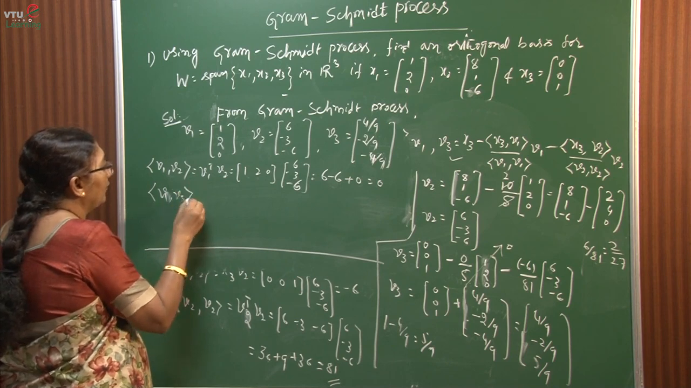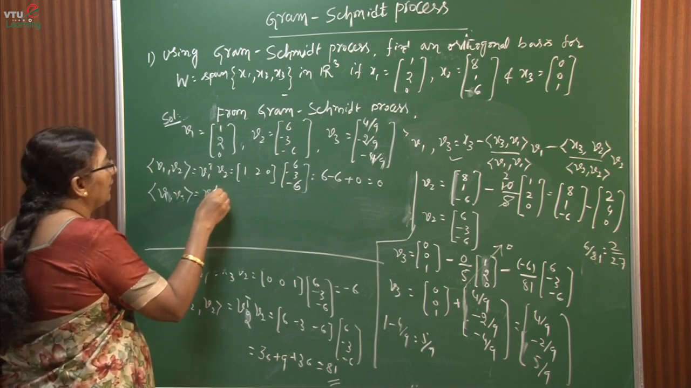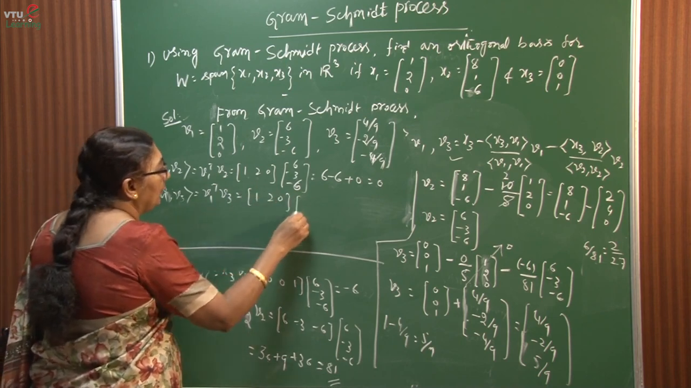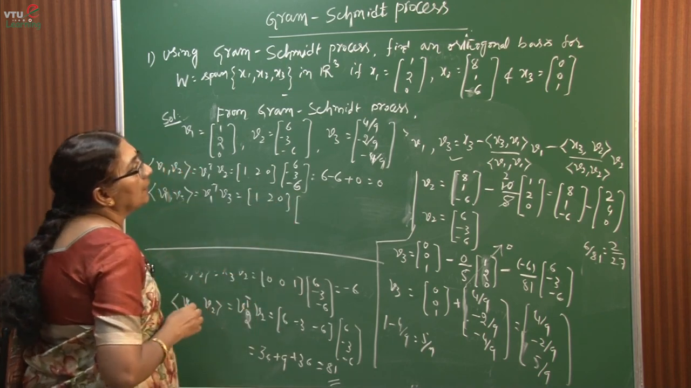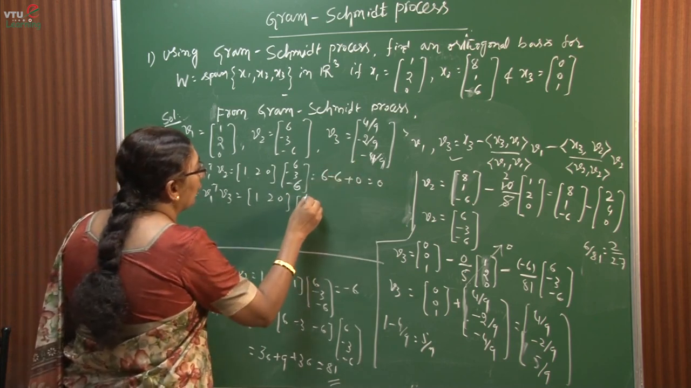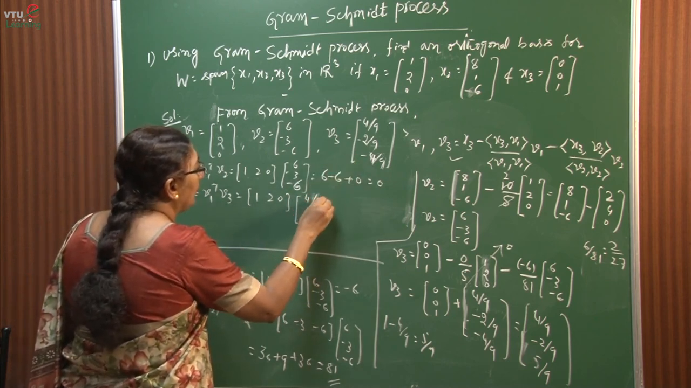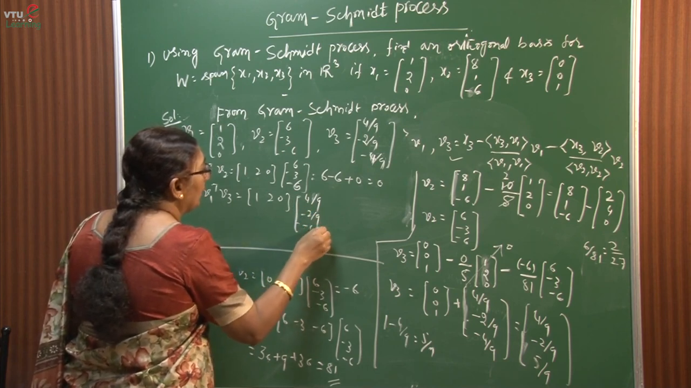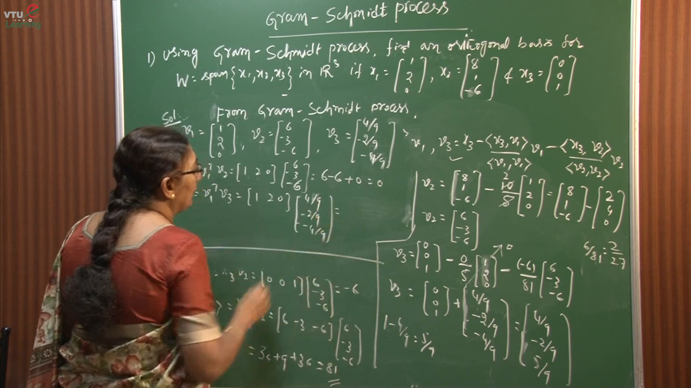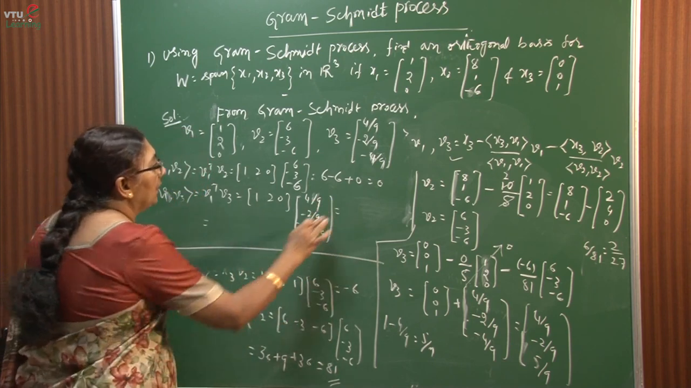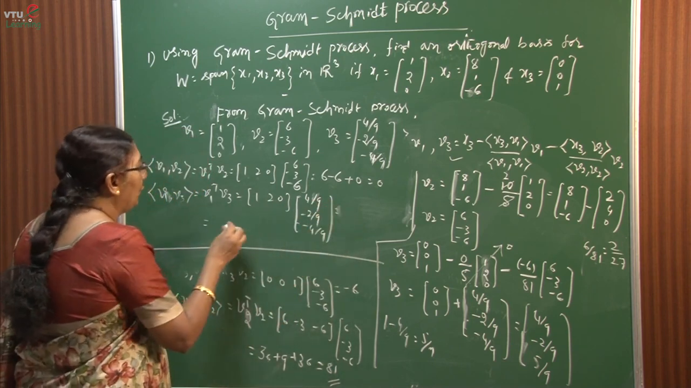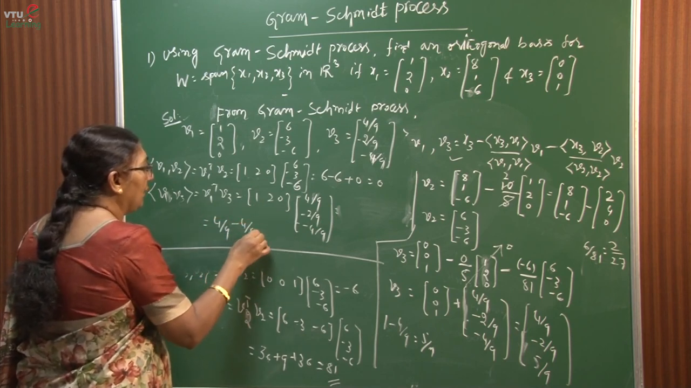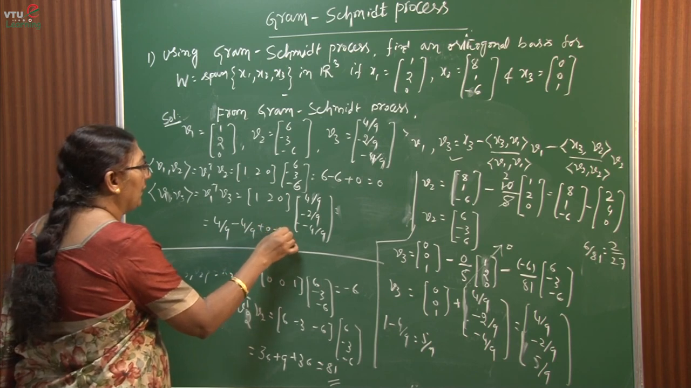Inner product of V1 with respect to V3. What is that? V1 transpose into V3 is 1, 2, 0 into V3. What is V3 actually? This is V3, 4 by 9, minus 2 by 9, minus 4 by 9. Multiply it. 1 into 4 by 9 is 4 by 9, 2 into minus 2 by 9, 0 into the last entry is 0, therefore we get 0.